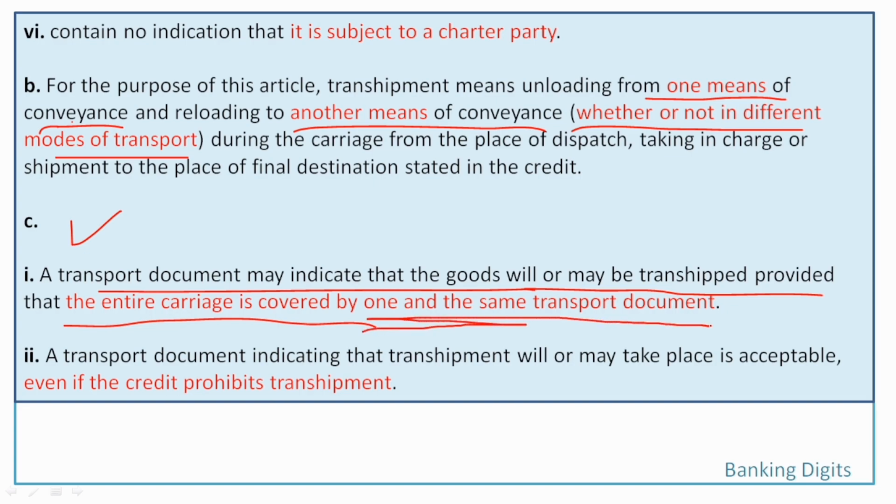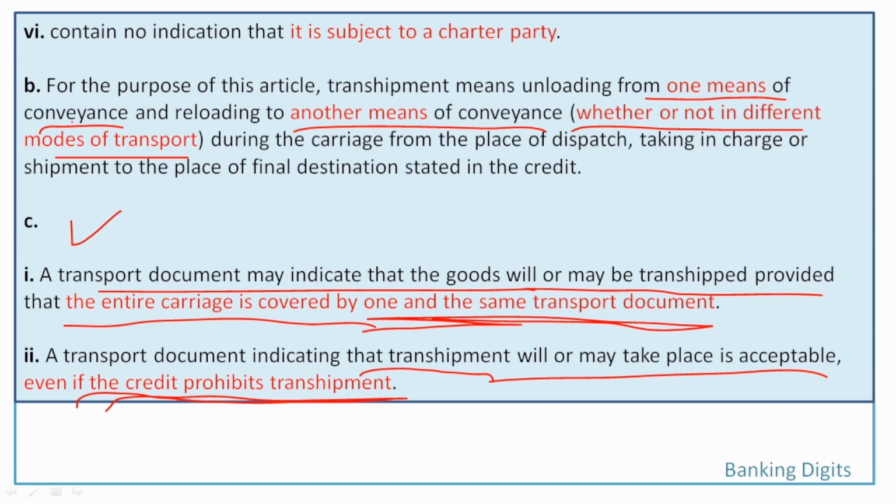Point number 2: a transport document indicating that transshipment will or may take place is acceptable even if the credit prohibits transshipment. This means if the LC states transshipment is prohibited, then also the transport document may evidence these words, goods will or may be transshipped, and this will not be a discrepancy. Just remember one thing here: the entire carriage should be covered by one transport document.